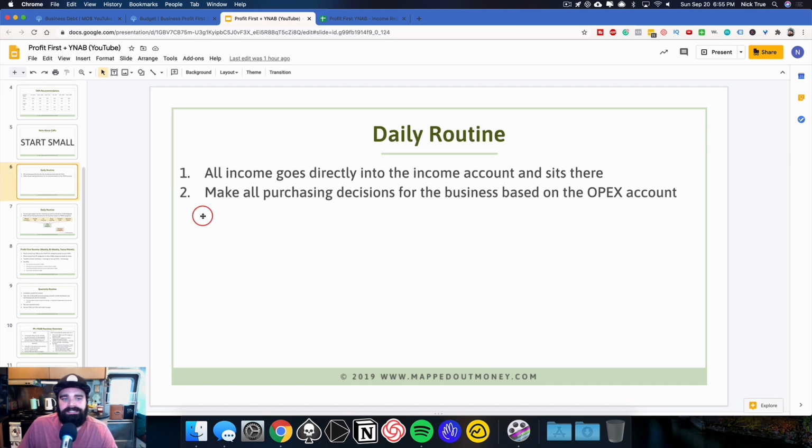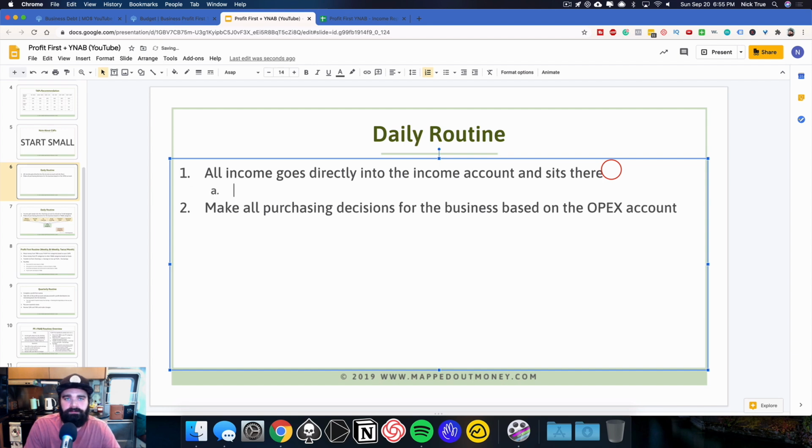So what needs to happen daily? Basically, all income is just going to go into the income or checking account, and it's going to sit there. And here's the key if you're using YNAB. The key: all goes into To Be Budgeted. Let me show you what that looks like.